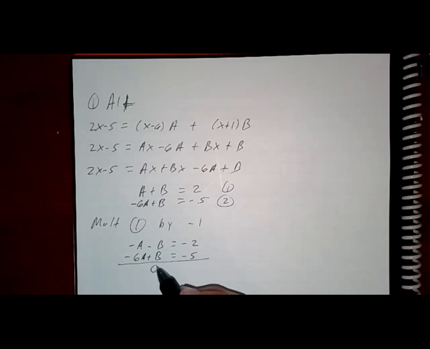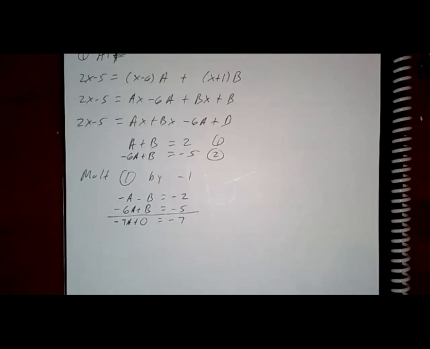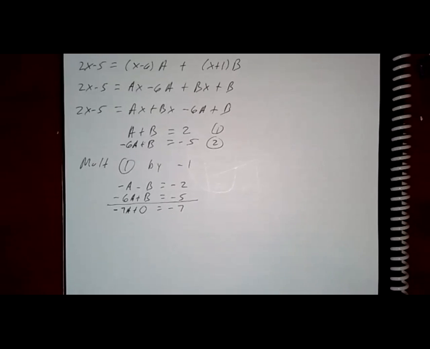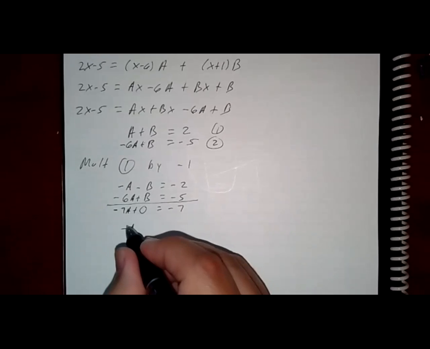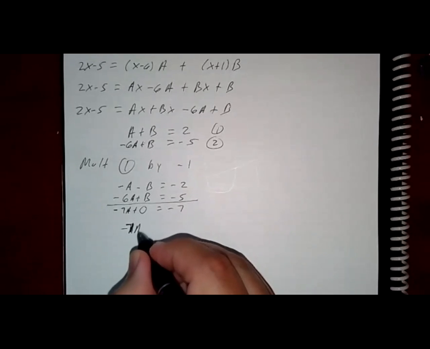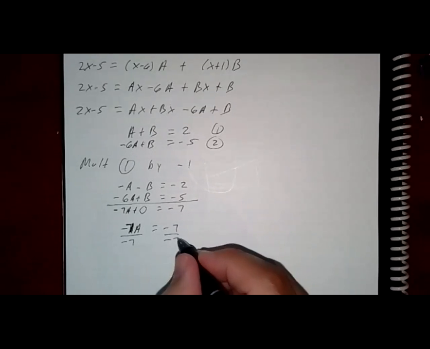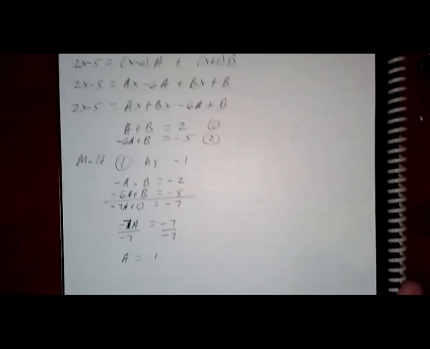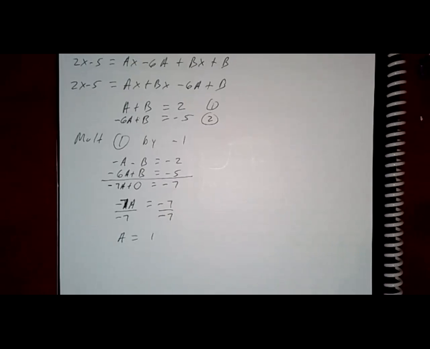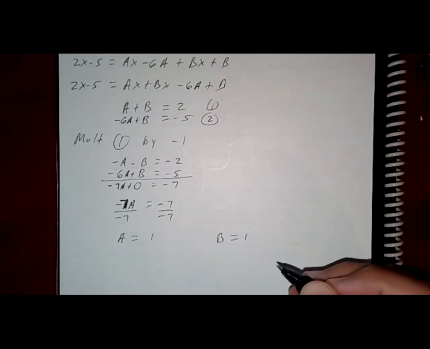-b plus b, 0. -2 minus 5 is -7. -a minus 6a is -7a. I don't know why I did it in that order, but doesn't matter. So now we have this equation, -7a equals -7, so a equals -7 divided by -7, which is 1. Now, if a is 1 and a plus b is 2, that means b must be 1.